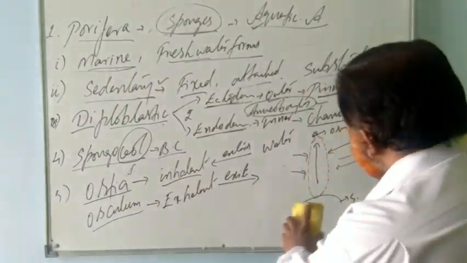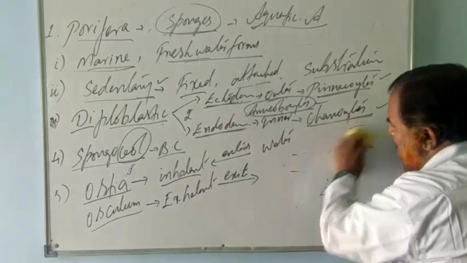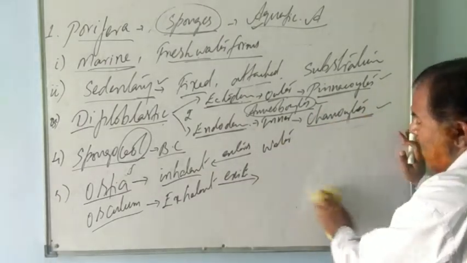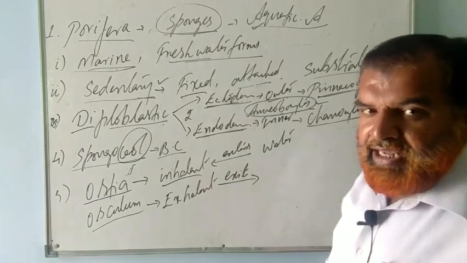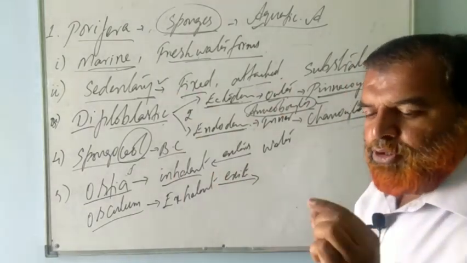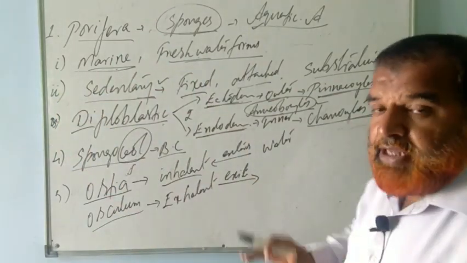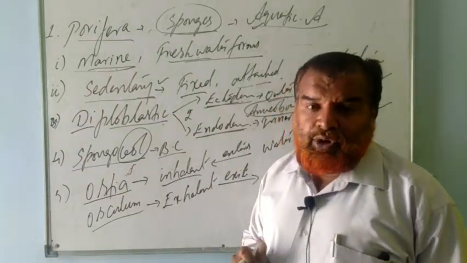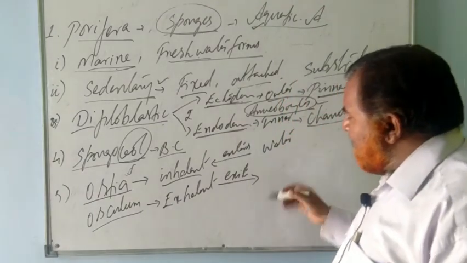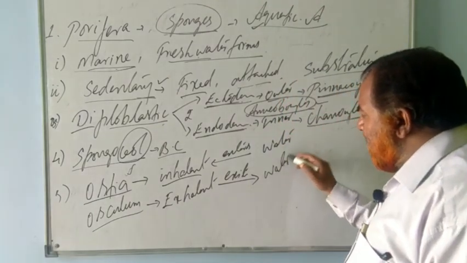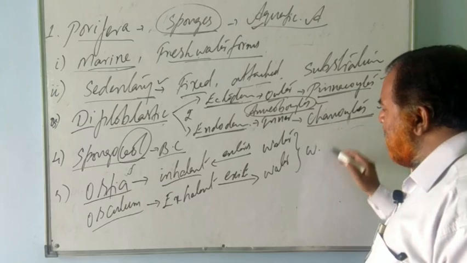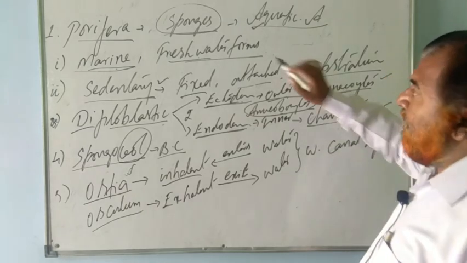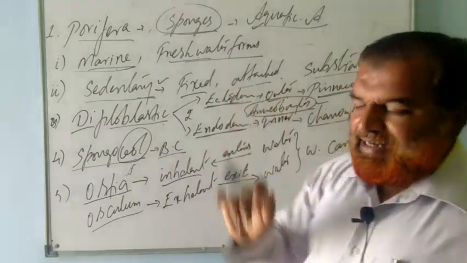Clear? So here, inhalent pores are known as ostia. Exhalent pore is known as osculum. Singular I am using exhalent pore, the pore through which water goes out of the body. Now the question should come in your mind: why should water enter and why should it go? Because this is known as water canal system. What system? Water canal system. That's why I told you here, when they say porous, there are canals.